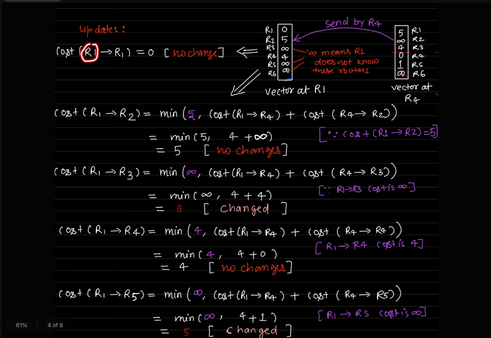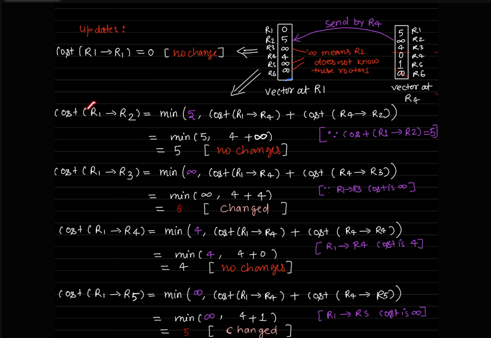The cost of R1 to R1 cannot be minimized because it is already 0. This is given. What about the cost from R1 to R2? This is already given, it is 5. That's why we have written 5 here, right? This is given in our vector of R1, from R1 to R2.